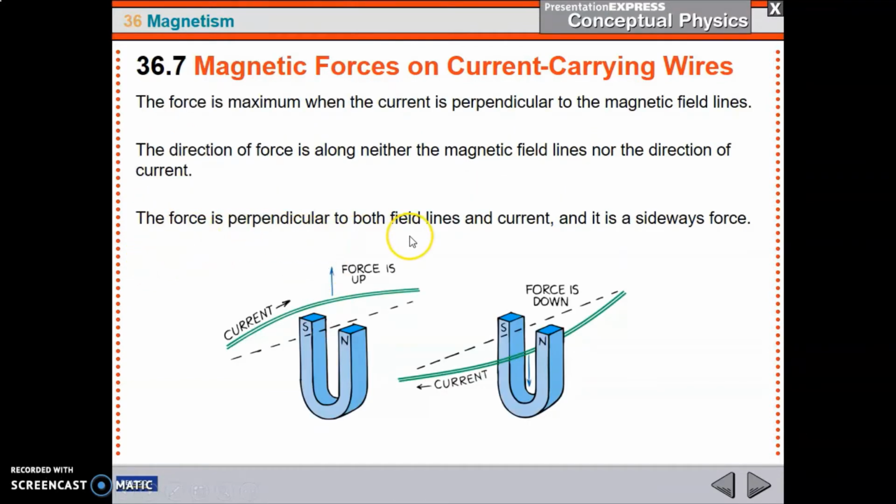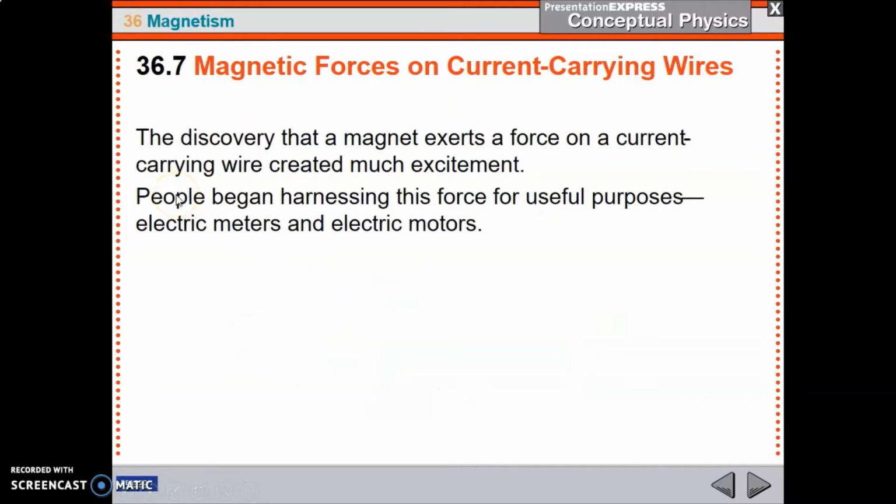The force is perpendicular to both field lines and current, and it is a sideways force. So we need all three dimensions to keep track of this. The magnetic field lines are going one way, the current's going another way, and the force is going the third way. The discovery that a magnet exerts a force on a current-carrying wire created much excitement. People began harnessing this force for useful purposes, electric meters and electric motors.